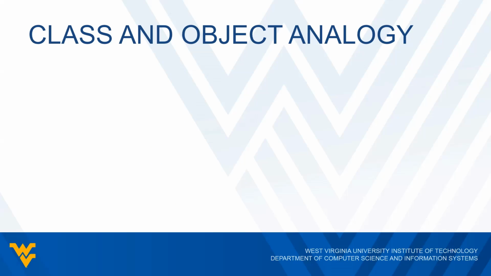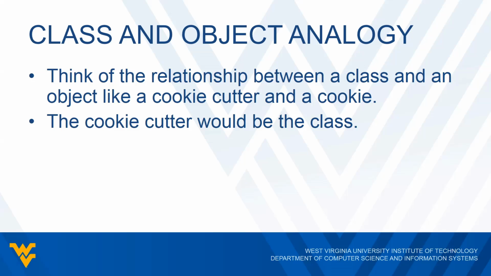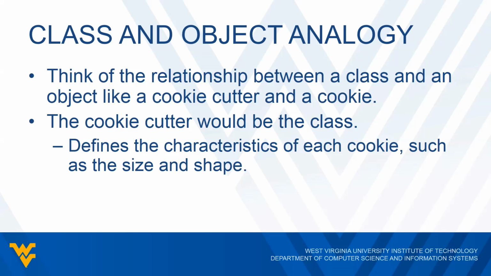Here's one analogy we can use to help with this relationship between classes and objects. Think of a class as a cookie cutter, and an object would be a cookie. Everyone likes cookies, right? The cookie cutter would be our class because it defines the characteristics of the cookie. It defines things like the shape, the size. Maybe you're doing circle cookies, or maybe gingerbread men cookies, I don't know. But cookie cutters would define all the characteristics of our cookie, of how it would look, how big it would be, how small, and so forth.